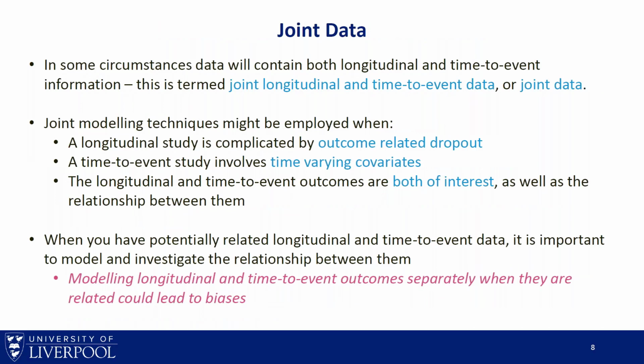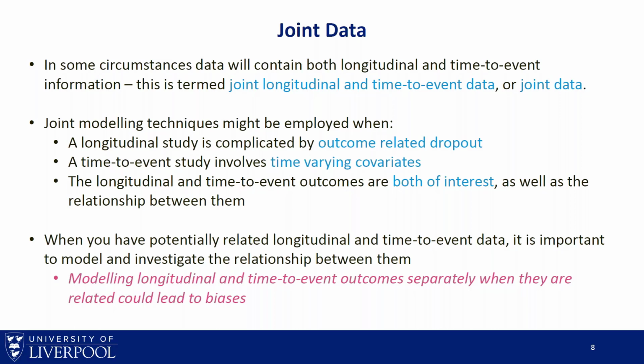So moving on to joint data, there are many examples in the literature where a particular disease area produces both longitudinal and time to event data. This type of data is referred to as joint longitudinal and time to event data, or more briefly as joint data. For example, a hypertension dataset might include both regular blood pressure measurements and also time until a cardiovascular event.